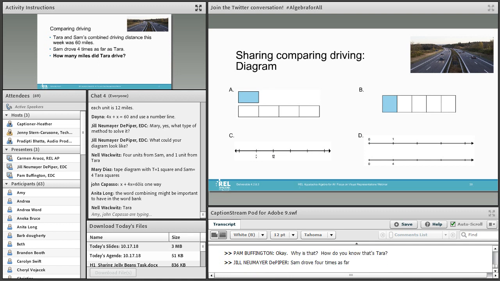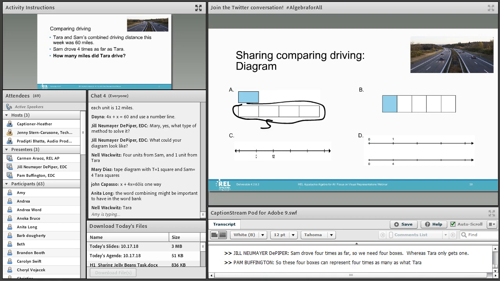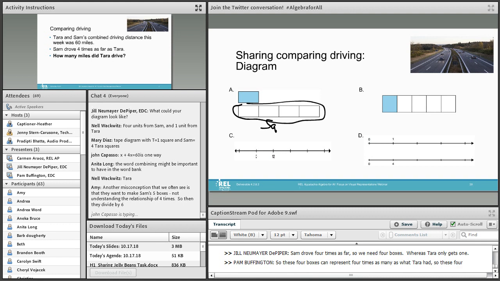Sam drove 4 times as far, so he needs 4 boxes, whereas Tara only gets 1. So these 4 boxes can represent 4 times as many as what Tara had. So these 4 here could be Sam, and this up top could be Tara. Are we able to solve this problem, and how would you solve this problem?